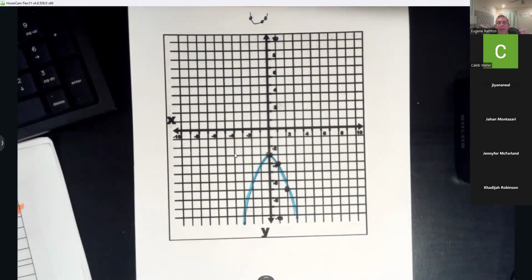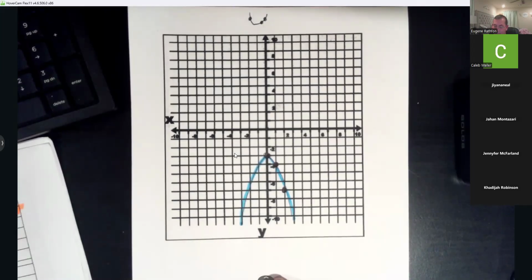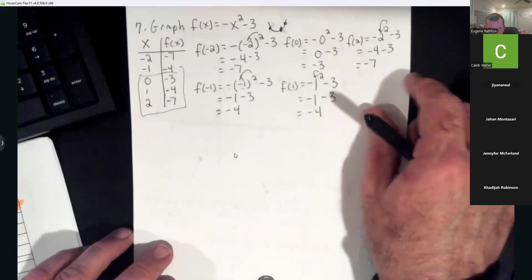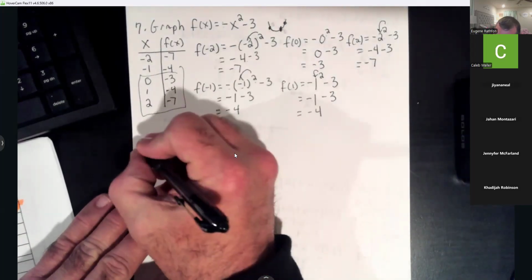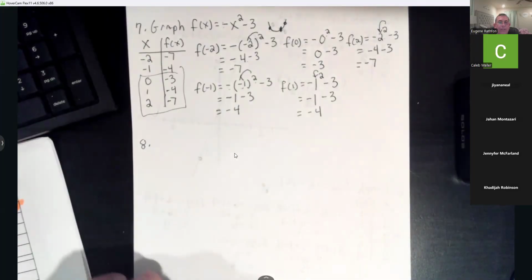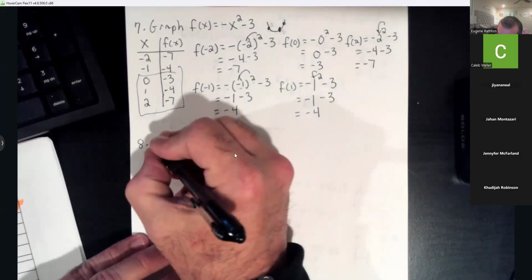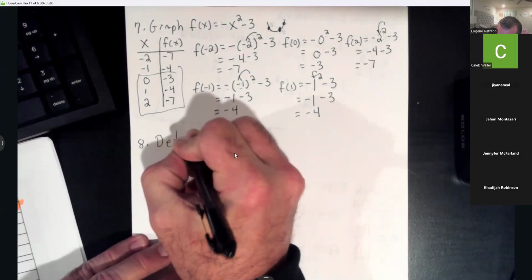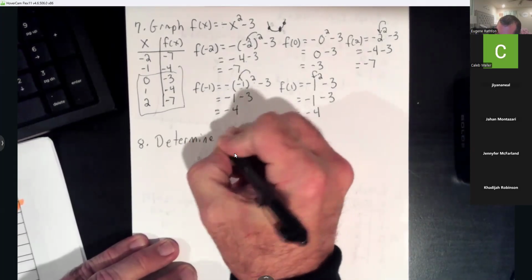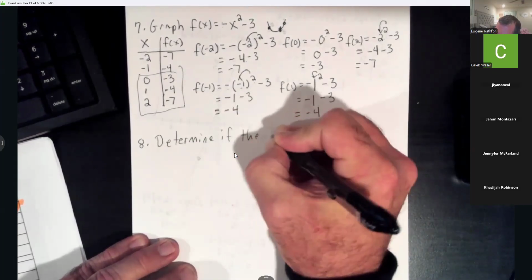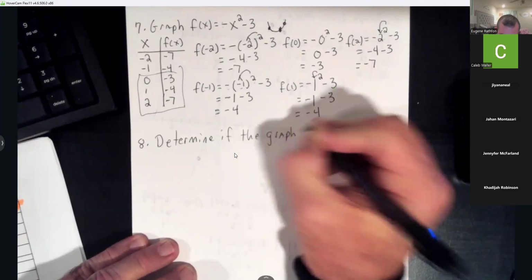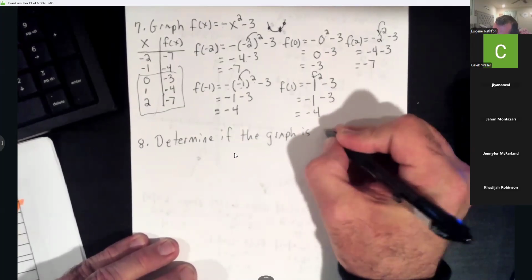All right, y'all, well, you'll be happy. That's the last of the graphing. So now it's going to get into functions. And let's see. On this next one, y'all are going to determine if the graph is a function.